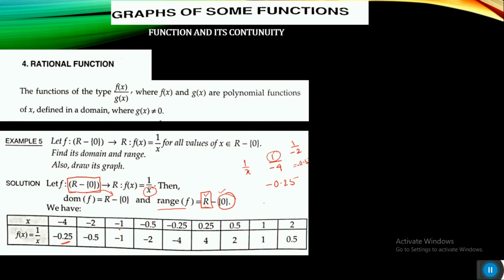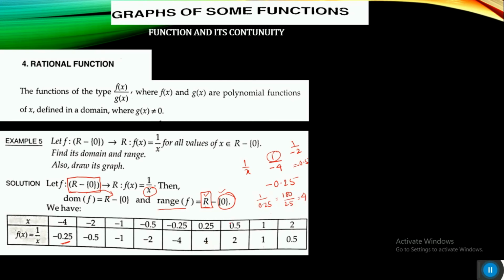Okay, so similarly if you put -1, it will be -1, but 0 I am not putting. If I put -0.5, I will get -2. Your wish, any values you can take, but these values are taken just to show you a good, nice graph. Minus 0.25 will be -4. Similarly on the positive side, you take values. If I take 0.25, I will get 4. Similarly, if I divide 1 by 0.25, what will I get? 100 by 25, which will give me 4. So you are getting this.